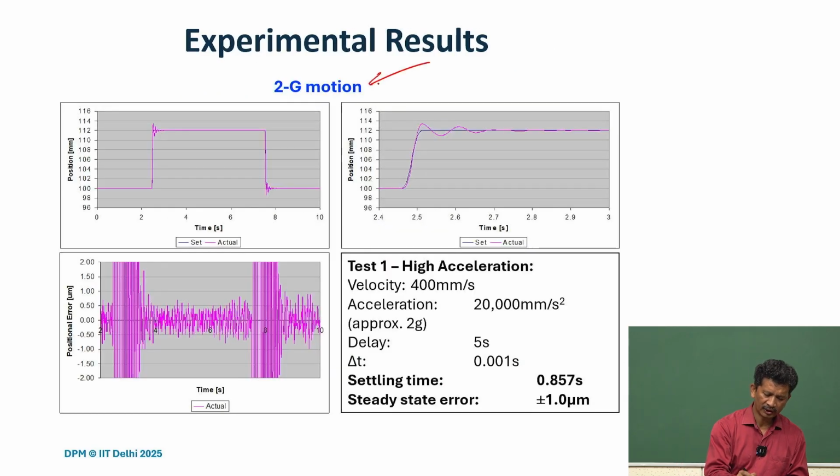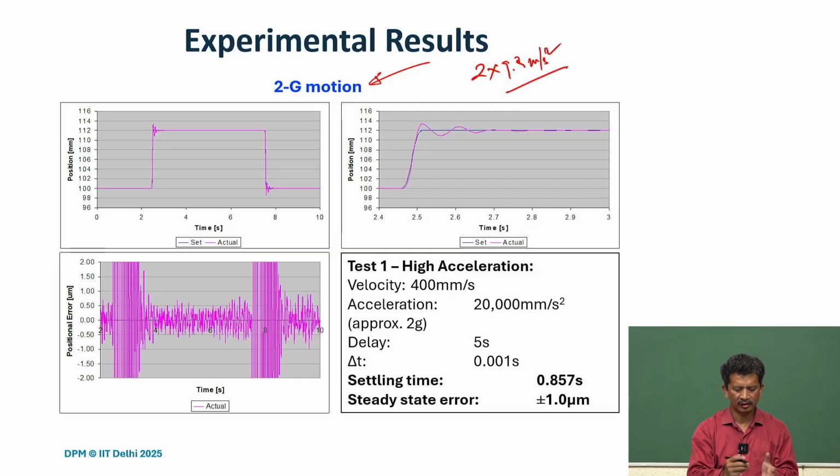Again, now looking at the high speed, we tested for 2G. 2G is 2 into 9.8 meter per second square. So this is the acceleration. G means 9.8. But these days we are talking about 10, 20, 30 G acceleration, wanting to move very fast.